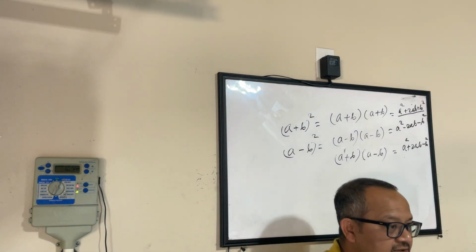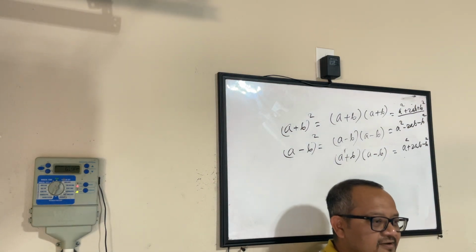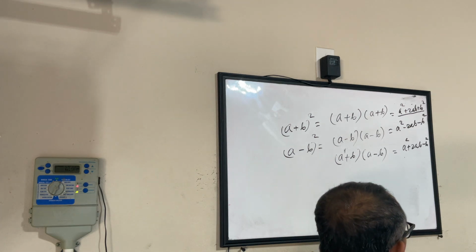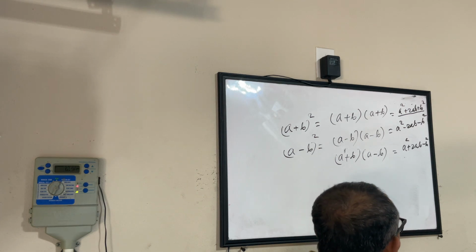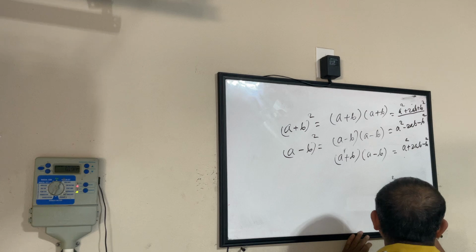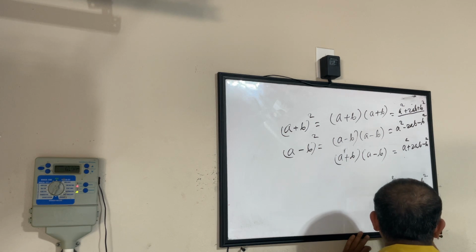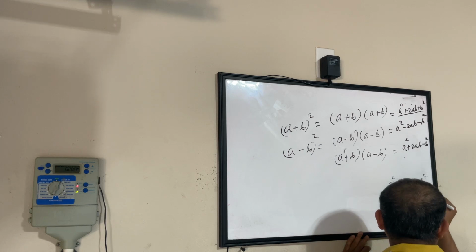Yes, Dikshita. For the first one I got a squared plus ab plus ba plus b squared. For the second one, I got a squared minus ab plus ba minus b squared. Okay. And for the third one, I got a squared minus ba minus ba minus b squared.